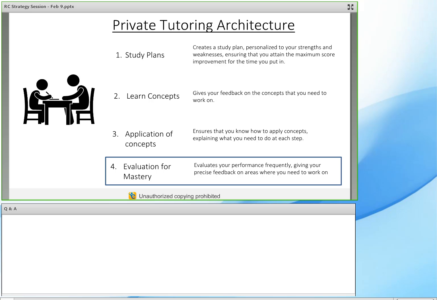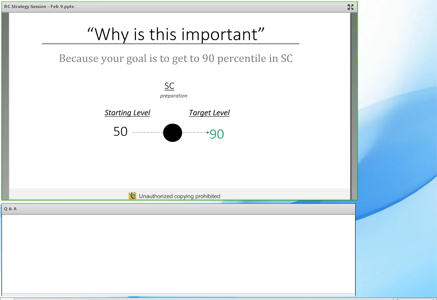Now let's talk about evaluation of mastery. Once you've learned the concepts and applied the concepts, you've got to figure out whether you've reached that 90 percentile level or not, because that is what you set out to do. You're not here to learn sentence correction. You're here to get to that 90 percentile level.